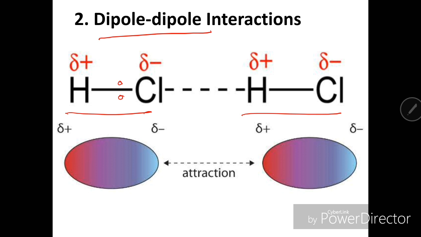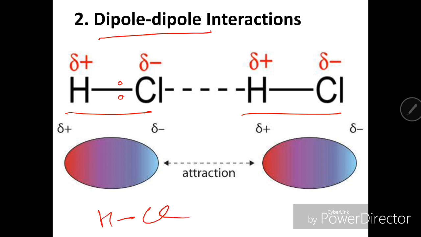This kind of interaction becomes stronger as the electronegativity difference between the bonded atoms increases, because as the electronegativity difference increases, the polarity of the chemical bond will increase, the dipole moment of the molecule will increase, and the more the dipole moment of the molecule, the more the dipole-dipole interaction.